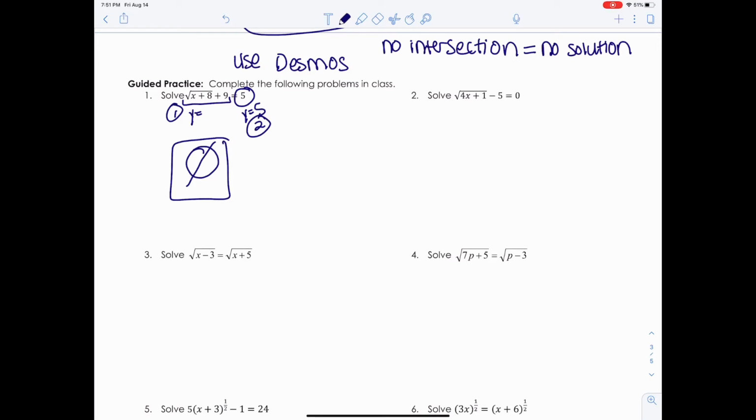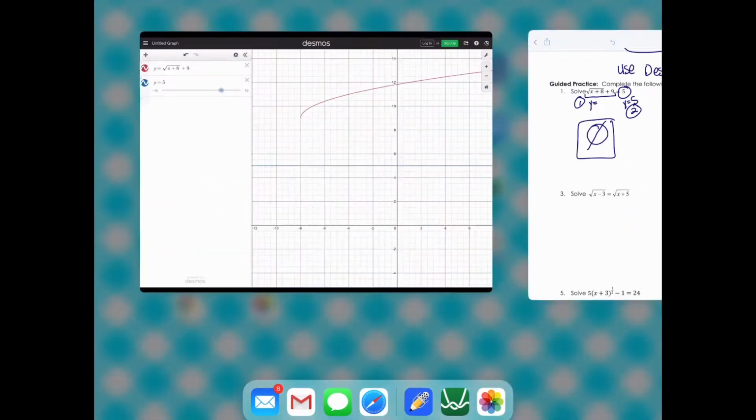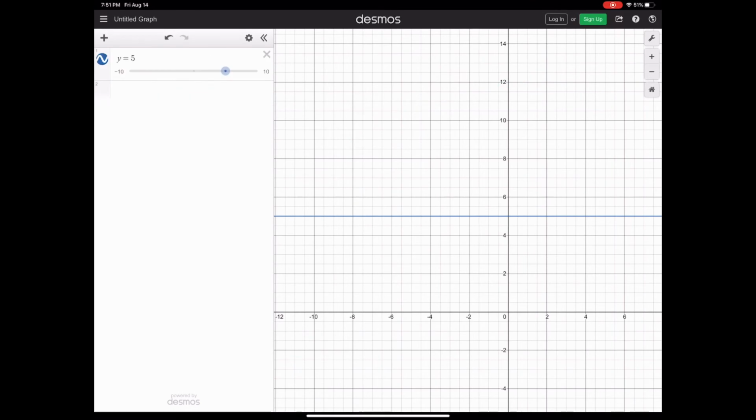Okay? For 2, since it's set equal to 0, you can let this be one side. That can be like your y1, and this can be your y2. You set them equal, okay? So if we're gonna plug these in, let's see here. I'm just gonna change these.